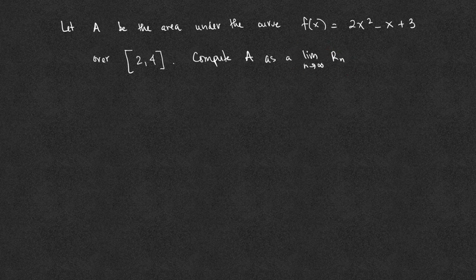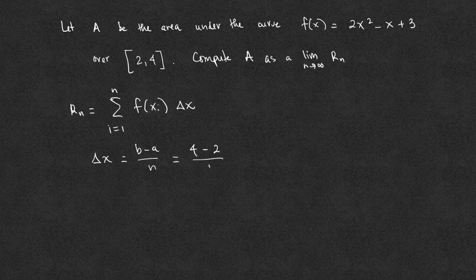Using the right endpoint, the limit of the Riemann sum is the sum as i goes from 1 to n of f(xᵢ) times Δx, where the width Δx is always (b − a)/n, where b is 4, a is 2, and n is n in this case, because we would need to have n to take the limit as n goes to infinity. So we can't use any number for n, not yet. 4 minus 2 over n is 2 over n.